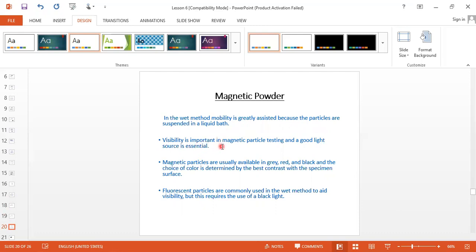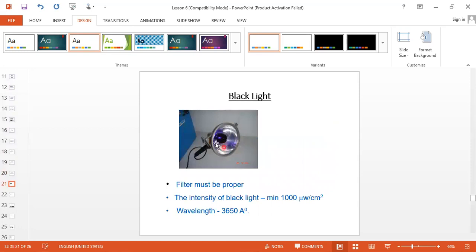Visibility is important in magnetic particle testing, and a good light source is essential. Magnetic particles are usually available in gray, red, and black, and the choice of color is determined by the contrast with the specimen surface. Fluorescent particles are commonly used in the wet method to add visibility, but this requires the use of black light. Now see the black light. There is one filter here, and inside it there is a mercury tube that produces the ultraviolet light.